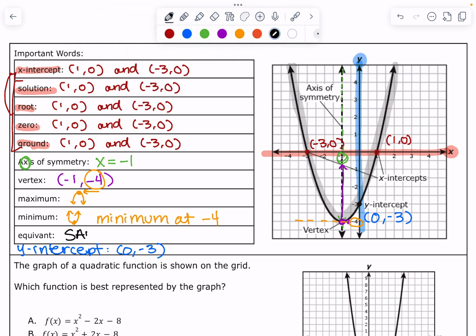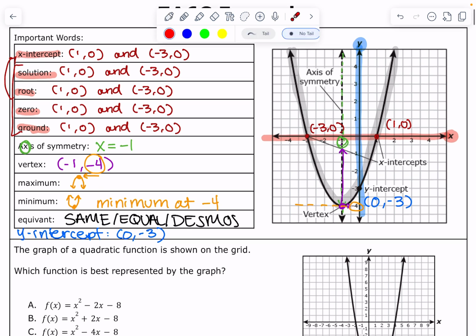And remember, equivalent means same, or equal. So when you see the word equivalent, we go to Desmos. We're making a picture or making sure it matches. So let's check out my first example.